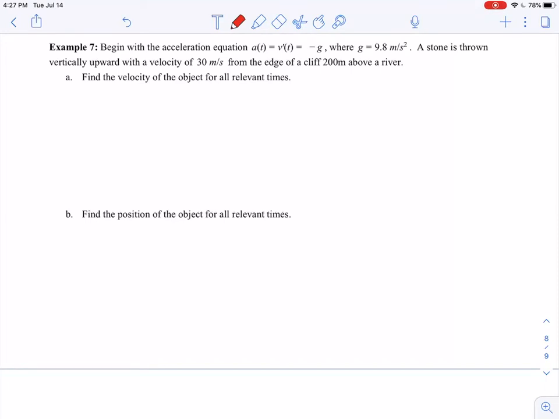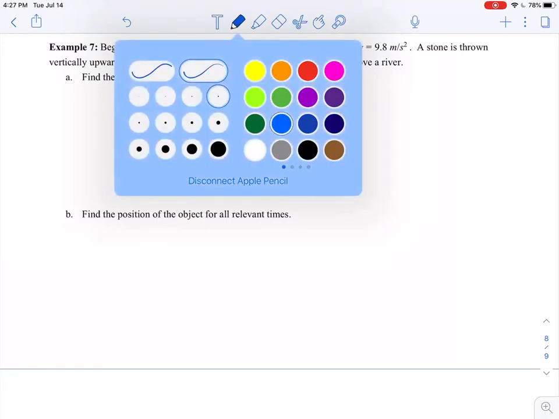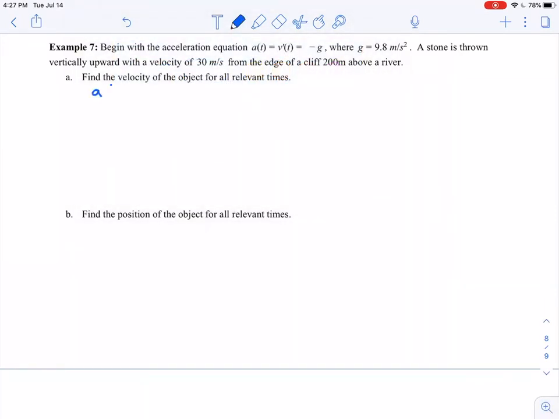Part A says find the velocity of the object for all relevant times. So we want to find the velocity. We have the acceleration. So the acceleration function right now is negative g, and g is negative 9.8. So I have acceleration. I would like to find my velocity here. So I need to integrate my acceleration function.